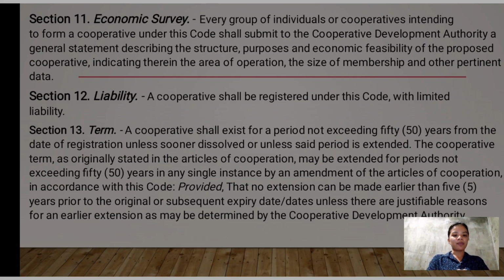Section 13, Term. It states that the cooperative can exist for up to 50 years from its registration date unless it is dissolved earlier or the period is extended. The cooperative's term can be extended for up to 50 years at a time through an amendment to its Articles of Cooperation. However, extensions cannot be made earlier than 5 years before the current term ends, unless justified reasons are provided as determined by the Cooperative Development Authority.